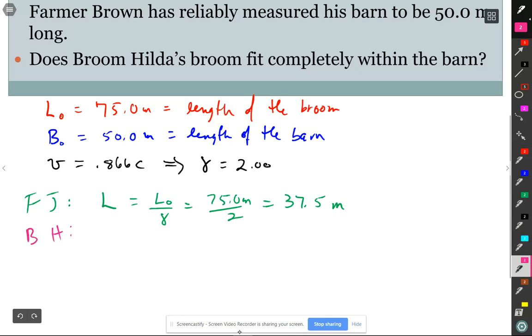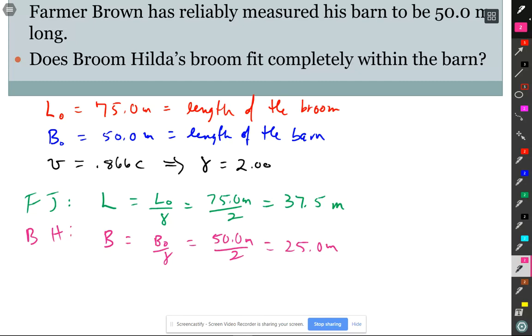What's the length of the broom that Broomhilda sees? 75 meters, it was already stated. What's the length of the barn that Broomhilda sees? Half of the length of the broom. Okay, so she sees a 75 meter broom and a 25 meter barn.